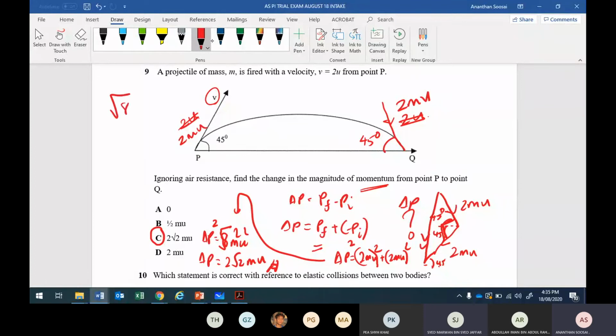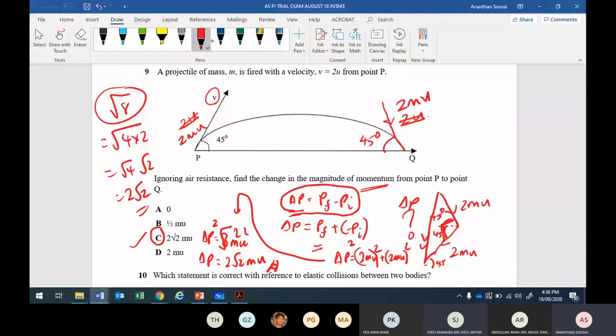You agree? Root 8 can be written as root of 4 times 2. Then 4 you take out, it's root 4 root 2. Root 4 is 2, so 2 root 2 is root 8. So 2 root 2 mu, so answer is C. Okay, so remember, whenever it is changes of momentum, it's a vector subtraction. You need to minus the vector: final minus initial, so final plus negative of initial. For the negative initial vector, you have to change direction. And beginning to the end is your changes in momentum.